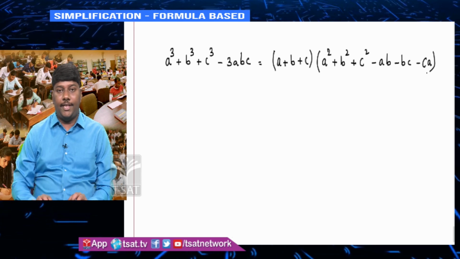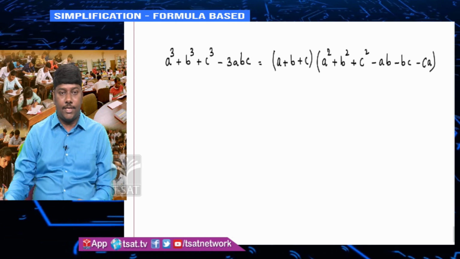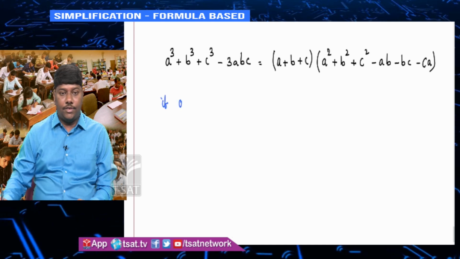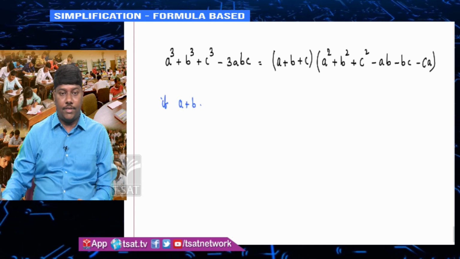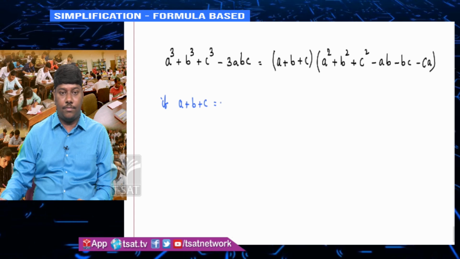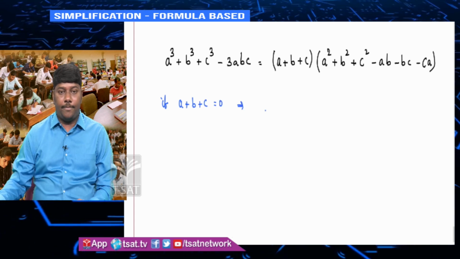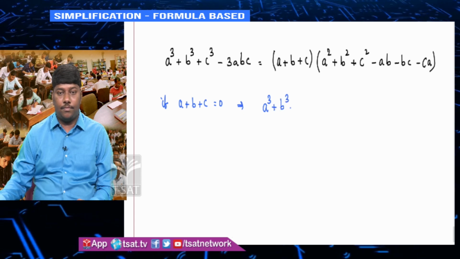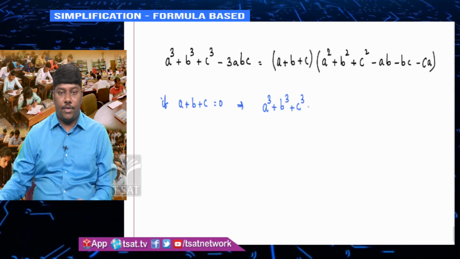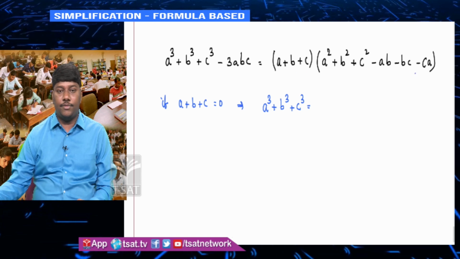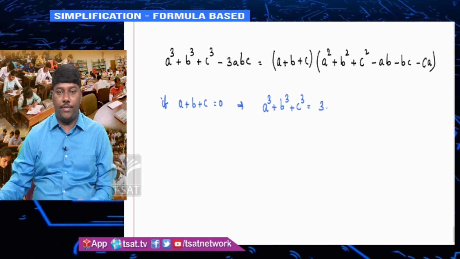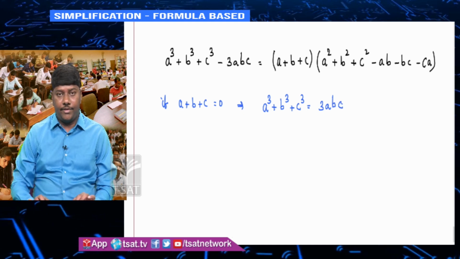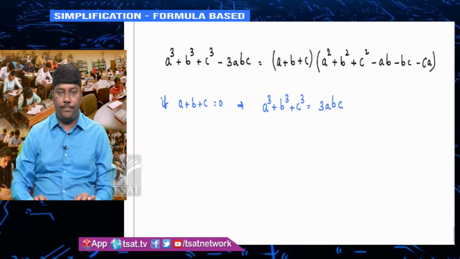From this you can actually derive a number of formulas, such as if A plus B plus C is equal to 0, then you can simply say A cube plus B cube plus C cube is equal to, this entire term becomes 0, therefore is equal to 3 into ABC. But choose A, B, C carefully. If there is a negative sign, choose the negative sign as well.